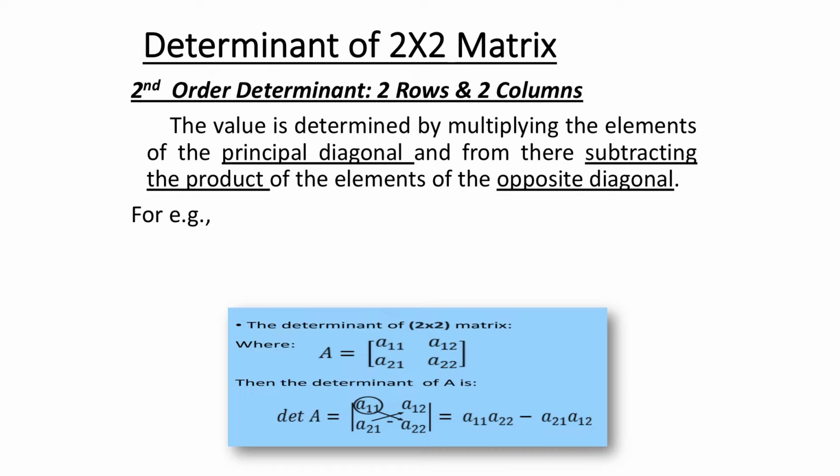So here in a matrix of order 2, how do we find the determinant? We multiply the principal diagonal elements first. The diagonal elements are the principal diagonal elements, right? So A11 is to be multiplied with A22 and from that we subtract the product of the opposite diagonal elements. You can see in the diagram it's very well represented.